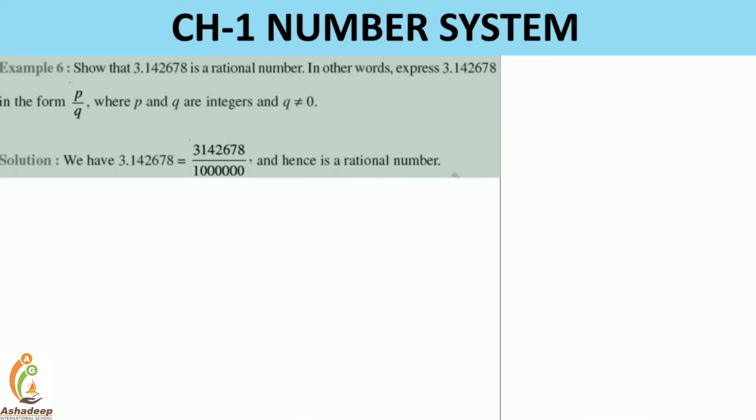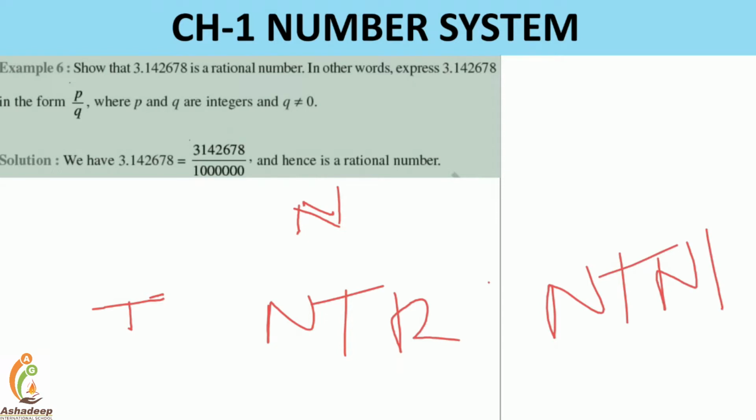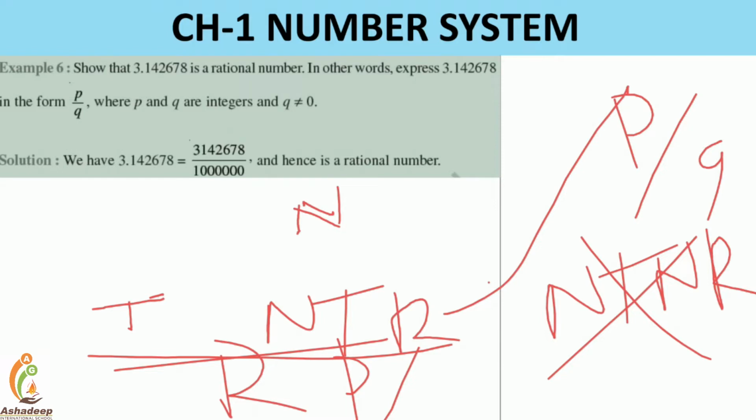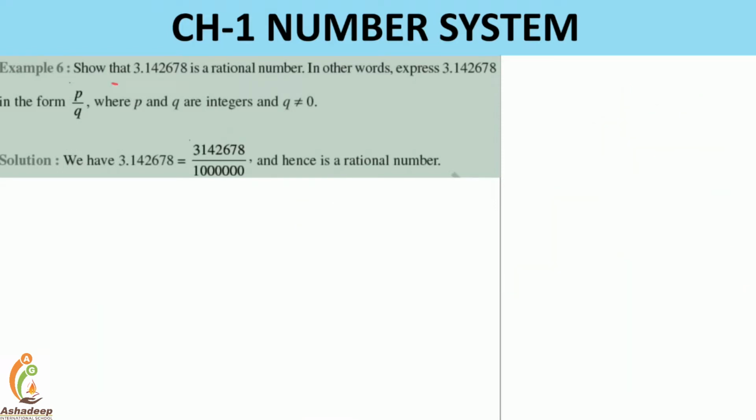So let's start with the example. We saw the theory part in the previous lecture, right? Let me repeat it for you. Numbers are of three types: terminating, non-terminating recurring, and non-terminating non-recurring, right? The first two are rational numbers, which we can write in the form of p by q, and the last we cannot write in the form of p by q. So that is the short theory.